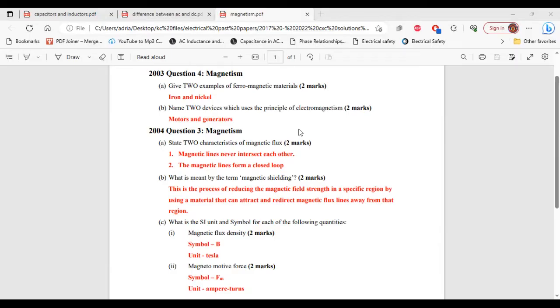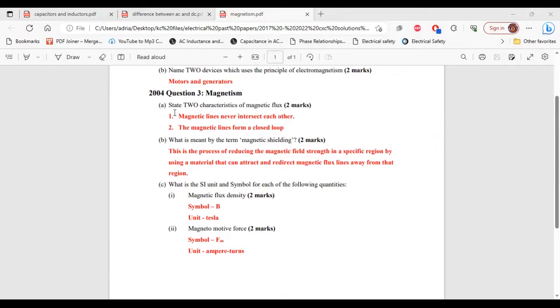So that's question three from the 2004 past paper. Part A, it says, state two characteristics of magnetic flux. One, magnetic lines never intersect each other. Two, the magnetic lines form a closed loop. All right, so that's it for part A.